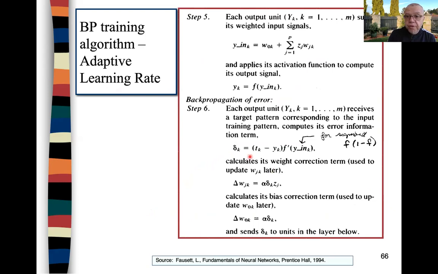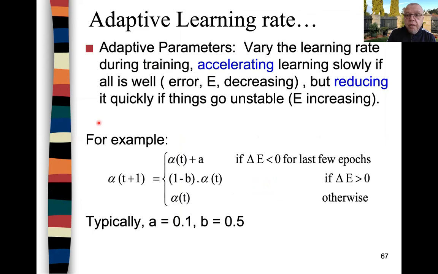Backpropagation with an adaptive learning rate. If you remember, these were our steps when we did the backpropagation. And this was the delta K that we use to update our weights. But then we used to have this alpha constant. Now with the adaptive learning rate, we want to change it so that it is done adaptively. What does it mean?